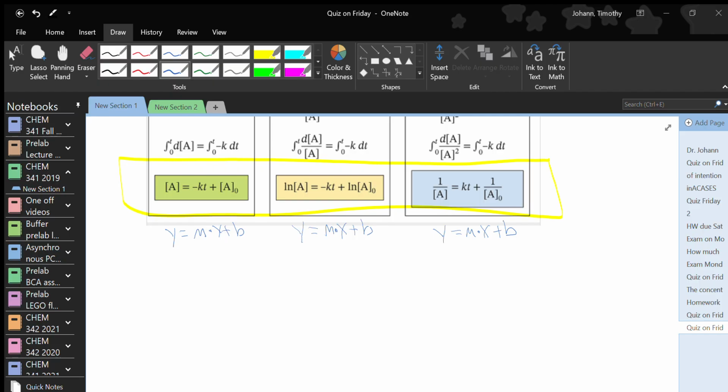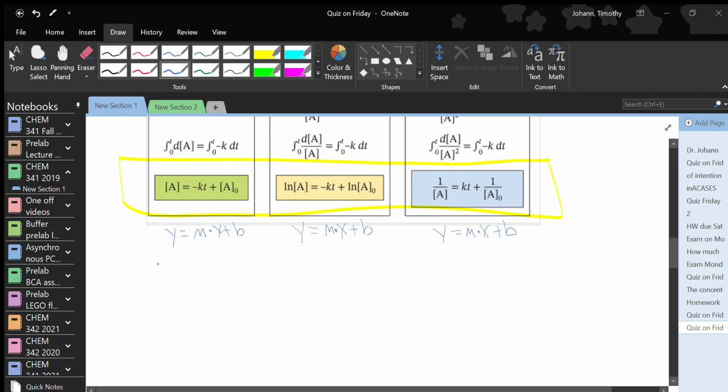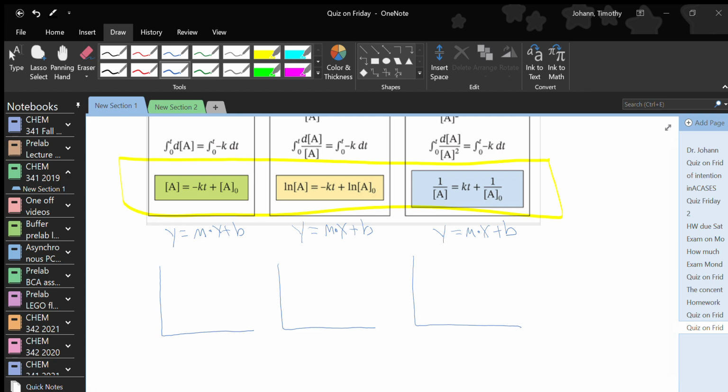But what I could do is give you a set of plots and ask you what order something is. So let's look at how we would do this. And you may need to be doing this for your lab report. I know you're doing kinetics this week. So I have graphs here. This is an equation for a straight line. What do I plot on my y and x axis to get a straight line for this one, if that's our zero order plot?